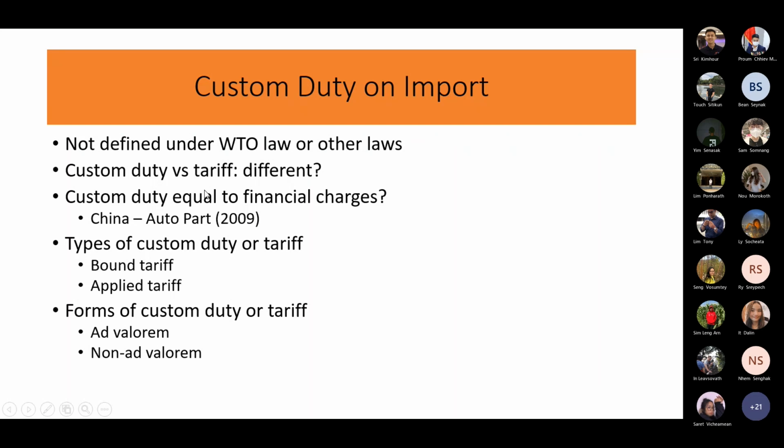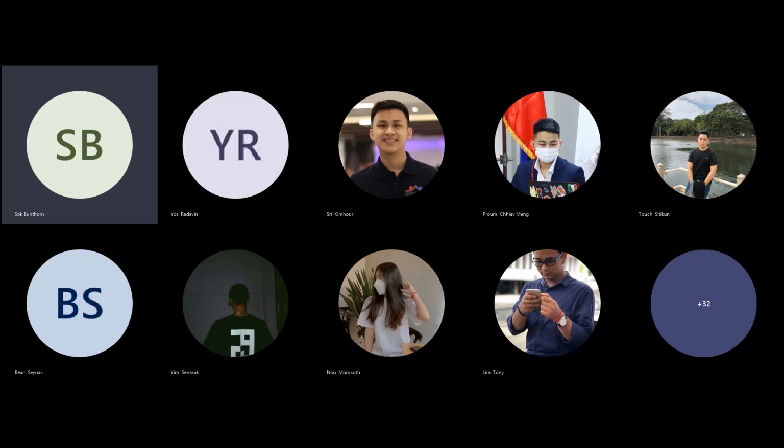I'm going to explain with reference to the file of China Auto Parts 2009 for you right now, and I want you to see how the panel interpreted the words financial charge and custom duty. Let me tell you the background. China has committed in its bound rate, in its schedule of concession submitted to the WTO, that it will not impose tariff on auto parts imported from any part of the world.